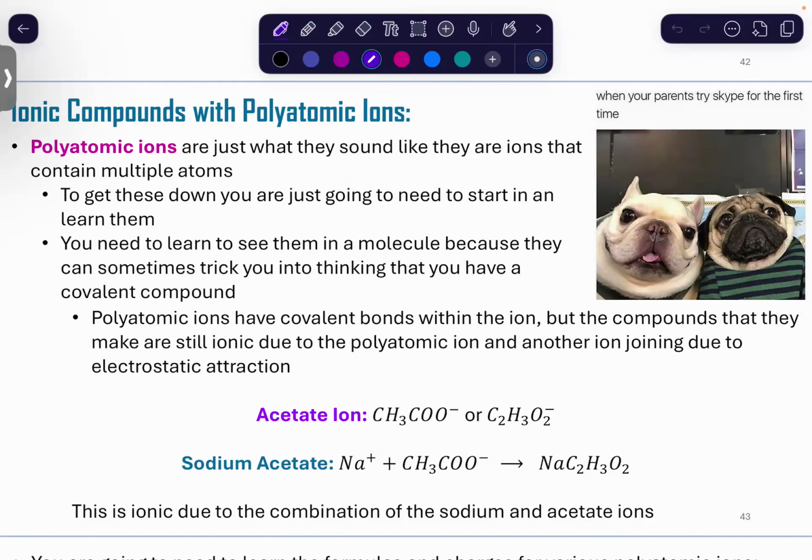All right, welcome back. Today we're going to finish up chapter 2. We were working with naming simple compounds, and we're going to finish that up. And so you see we're starting with ionic compounds with polyatomic ions.